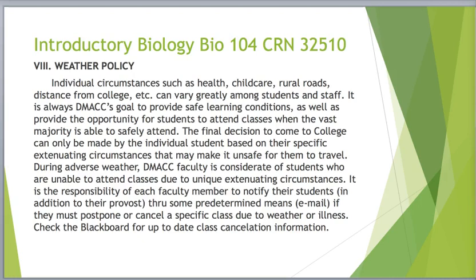DMACC has a system called RAVE, R-A-V-E, and you can set that up to have it either text you, email you, or send you a voicemail on your phone, and it will give you information. For example, the building is closed because there was a water main break, or if there was an emergency on campus, they might send you a message saying that the campus is closed. So I highly advise that you log on to the RAVE system and set it up for whatever you would like, whether it be text message, email, or voicemail.